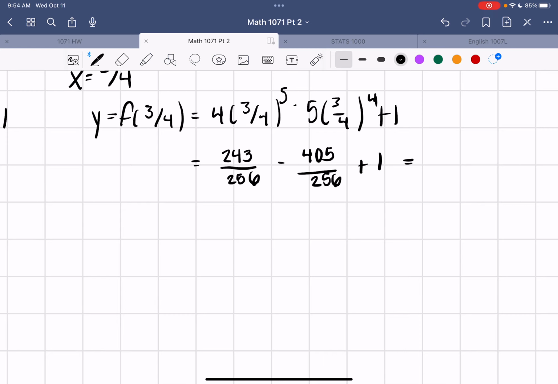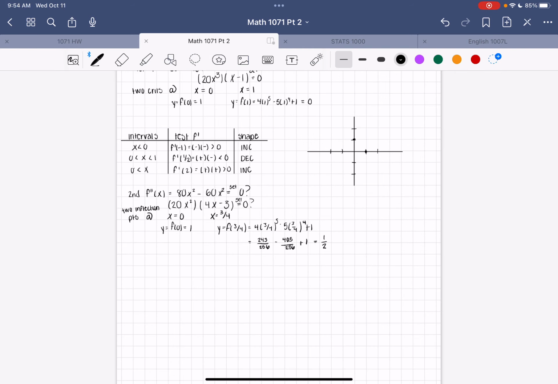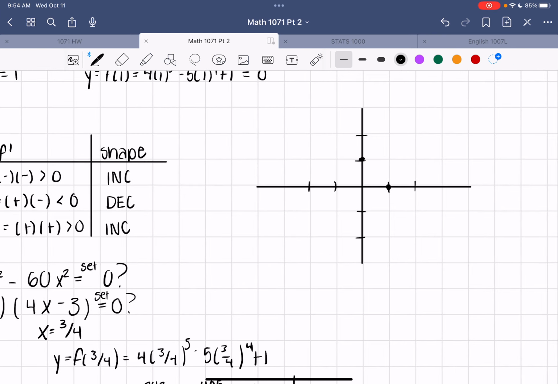That's about 1/2. So in purple, when x is 3/4, y is about 1/2. That's 1 inflection point. Notice the x equals 0, it's critical and it's inflection. So 0, 1 is both critical and inflection.